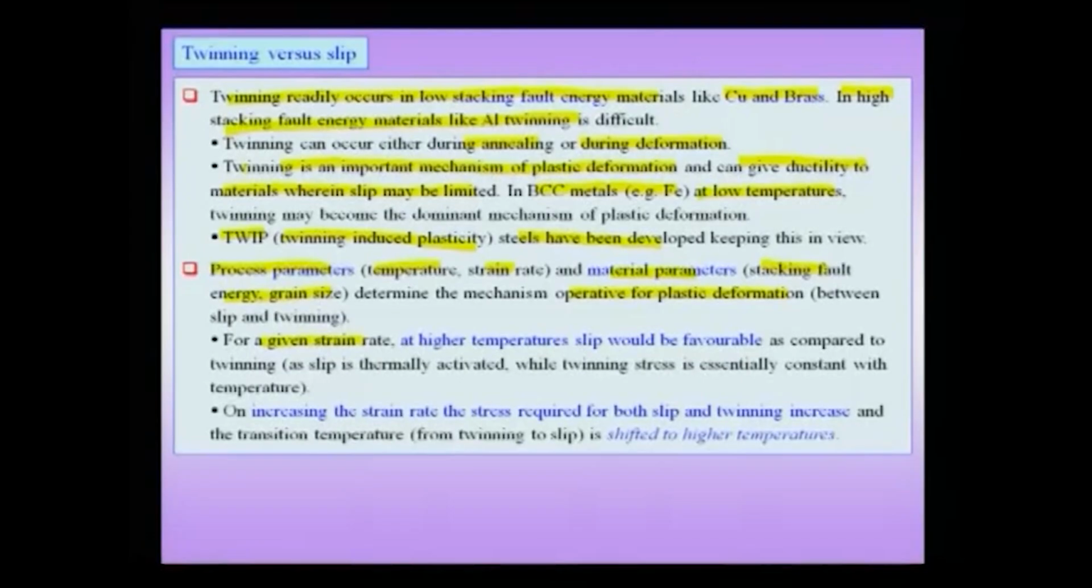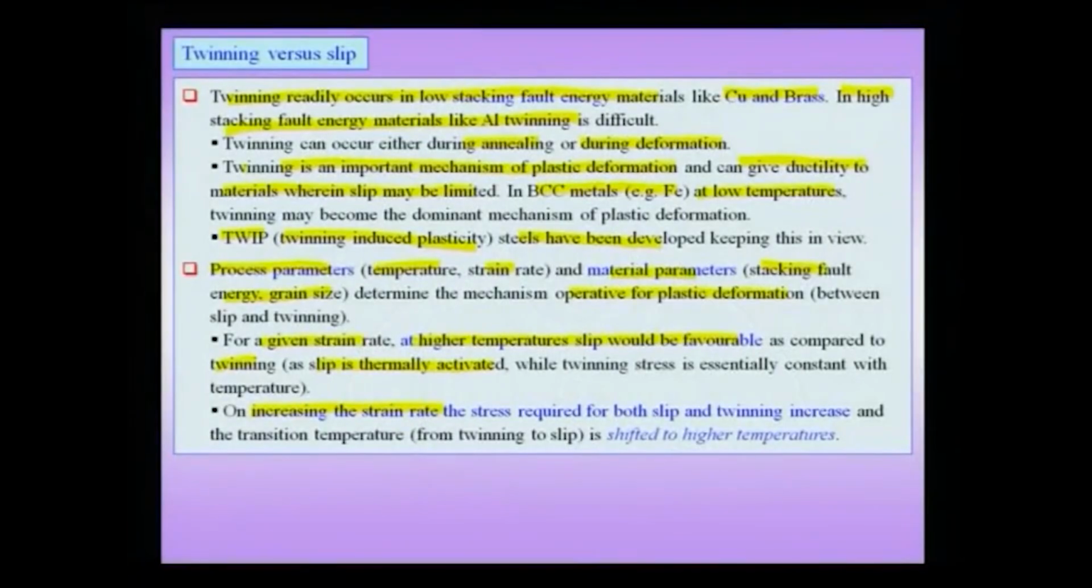For a given strain rate, at higher temperatures slip would be favorable as compared to twinning, and the reason is that slip is thermally activated. In other words, suppose I do plastic deformation and slip is the mechanism I am talking about. At higher temperature, my dislocation can jump from one Peierls valley to another by thermal activation. That means I need to apply less stress to cause this plastic deformation, and therefore slip would be preferred at higher temperatures.